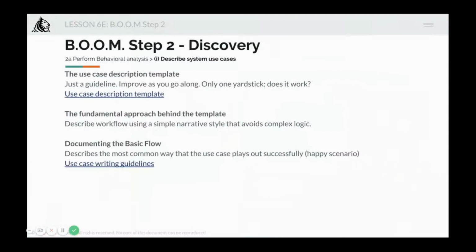Finally, how do you document the basic flow? The basic flow describes the most common way that the use case plays out successfully. Some people call it the happy scenario. It reads as a straightforward narrative. The user does X, the system does Y. As a rule of thumb, the basic flow should not list any conditions, since subsequent sections handle all errors and the alternatives. So you're having separate sections for basic flow, alternative flow and the exceptional flow. As a rule of thumb, the basic flow should not list any conditions.